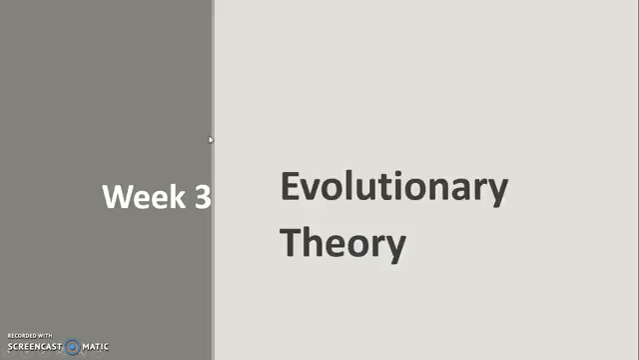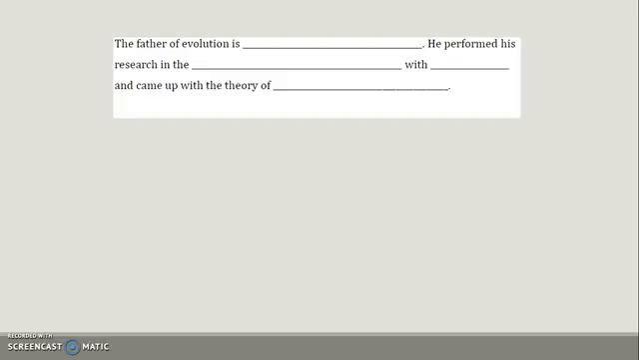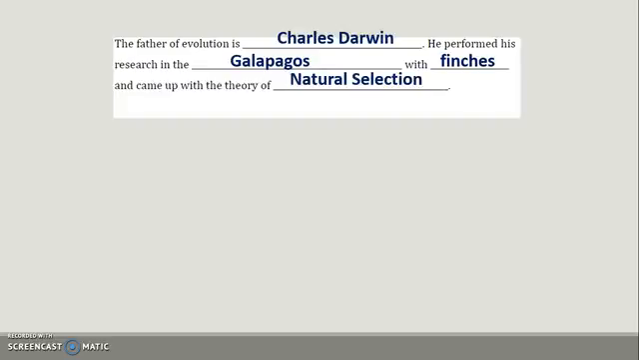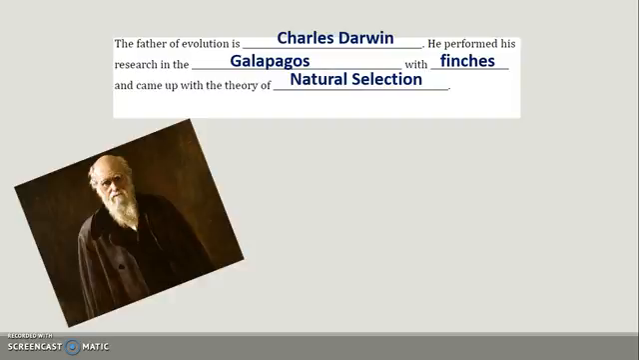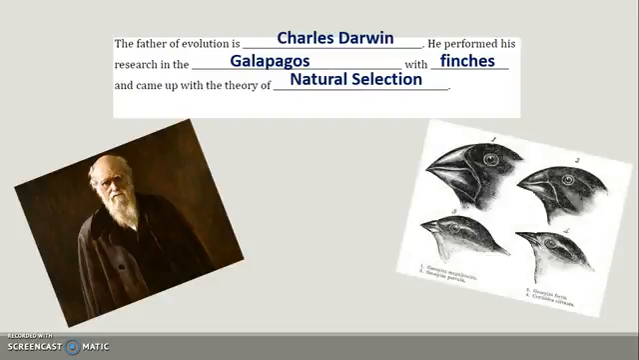Okay guys, so this video is on evolutionary theory. Let's start off with the father of evolution, Charles Darwin. He performed his research in the Galapagos Islands with finches, which are birds, and he came up with the theory of natural selection. There's Charles Darwin right there, and these are finches.